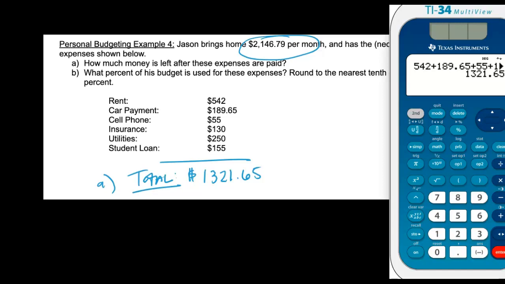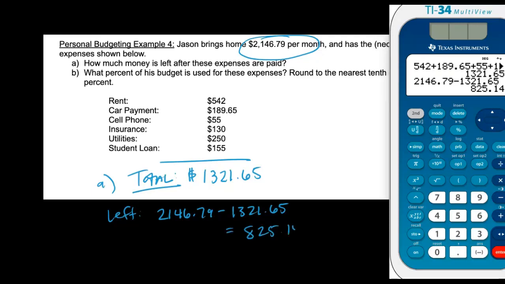And then if we want to know how much money is left, all we have to do is subtract this from the monthly pay. So left over, I'm just going to take $2,146.79 and subtract the expenses, and that will give me the leftovers. So $2,146.79 minus $1,321.65, and I end up getting $825.14. So that's the answer to A. That's how much he has left over.